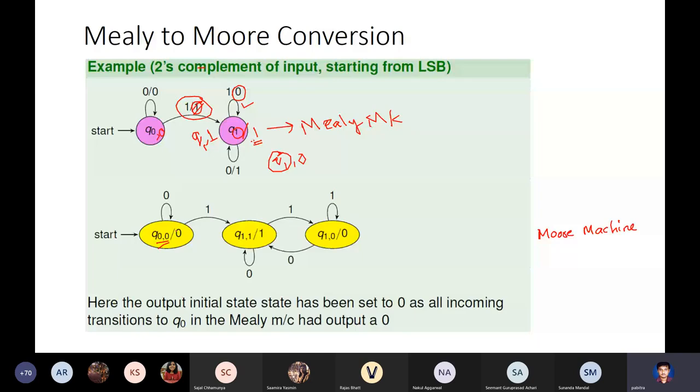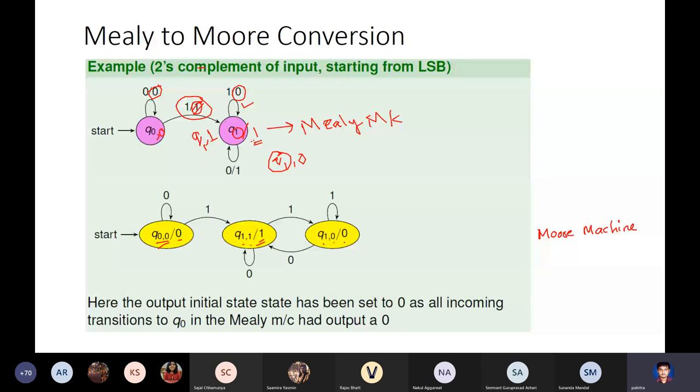Fine. Q1 I have split into 2 states. It is Q1,1 and Q1,0. Naturally, by definition, by my design, whenever I am in Q1,1, my output is 1. That's how it is defined. Whenever I am in Q1,0, my output is 0. That's what is defined. Okay.